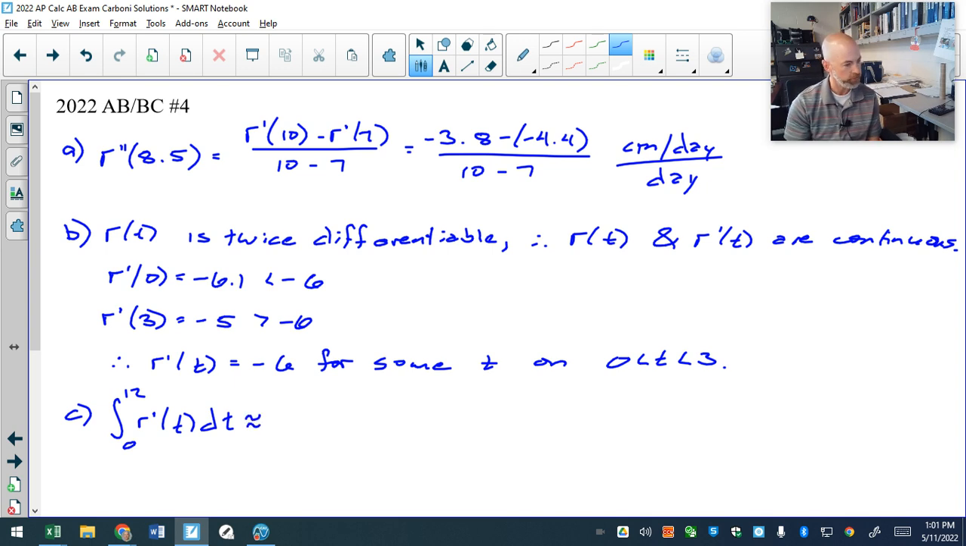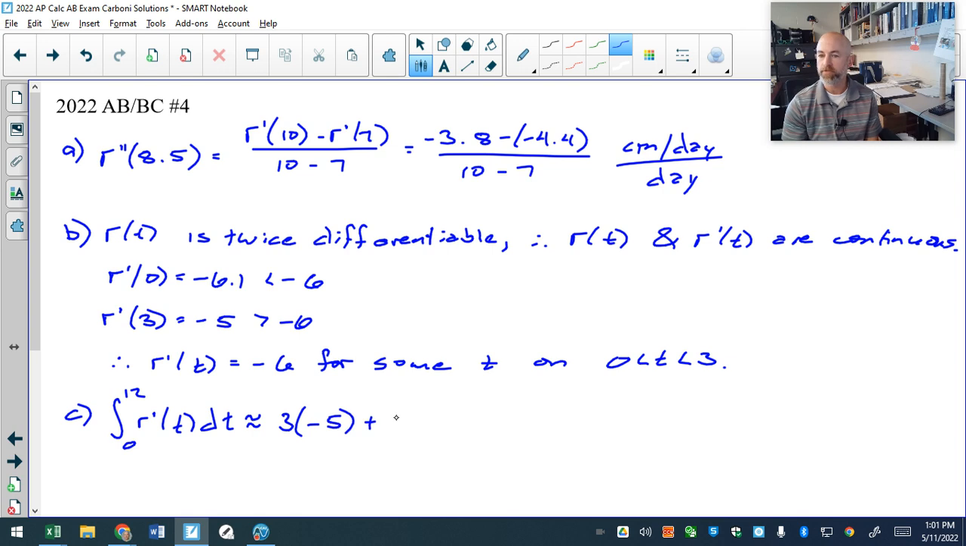It is an approximation. So if you write equals, technically you are angering the gods, and you don't want to do that, but it typically is not held against you on AP scoring. And so a right Riemann sum, so my first interval from 0 to 3, my change in x is 3, and the height would be negative 5.0. I'm just going to write negative 5.